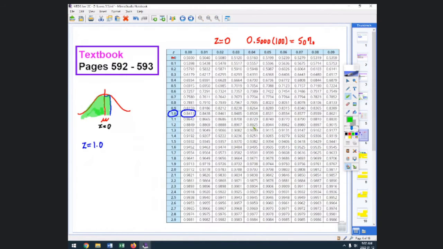Awesome. So I have 0.8413. I have to times that by 100, and I end up with 84.13%. Well, this is 50%. Isn't this 34%? Isn't that 84%? So I'm choosing these on purpose because we know these. What we don't know is all these guys in between. That's why we have the table. Okay?